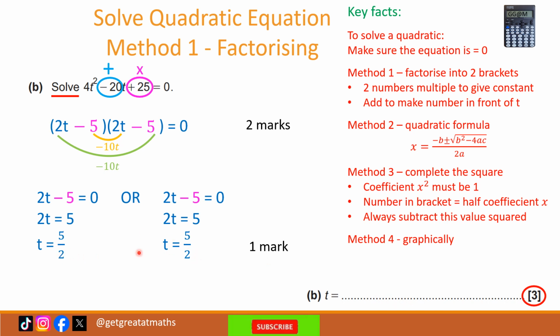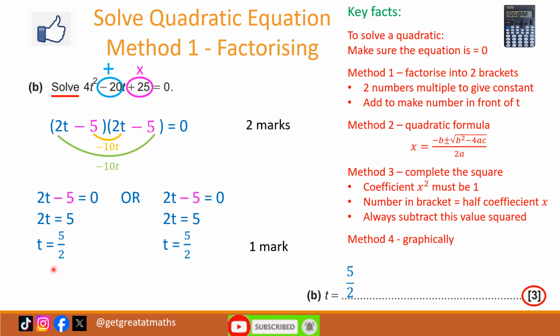Note both answers are exactly the same, and this is where your third mark comes from. The first 2 marks come from factorising properly into 2 brackets, and then your third mark comes from getting the answer of t is equal to 5 over 2.